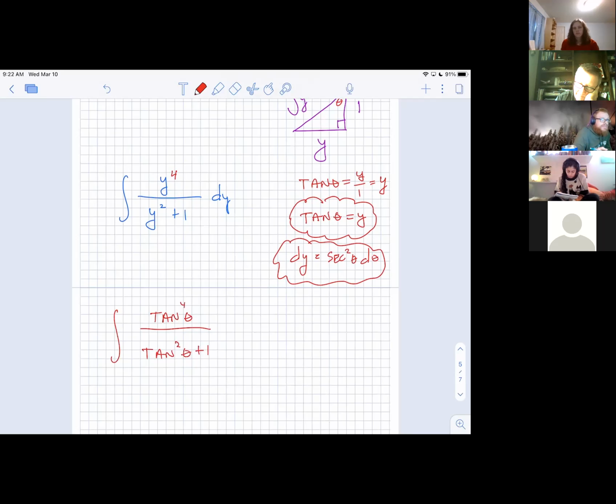Wow, that's amazing. And then I've got to replace dy, which I just discovered was equal to secant squared theta d theta. Success. Success followed by success this time. Doesn't look like it. Every problem's the same. Looks worse before it gets better.